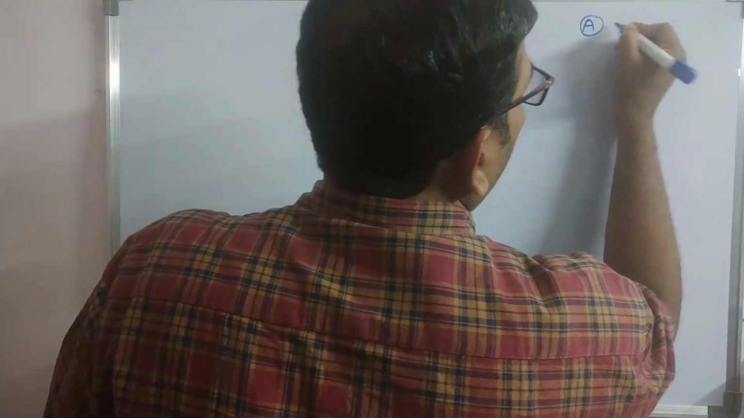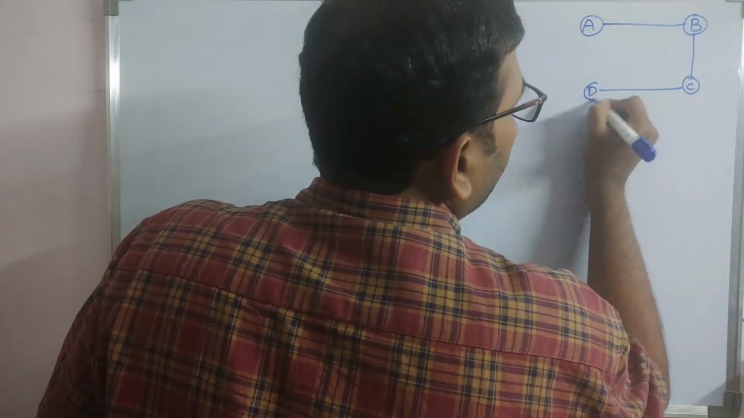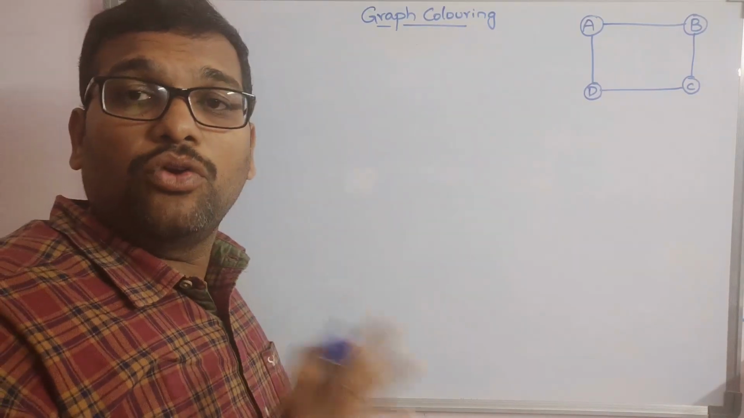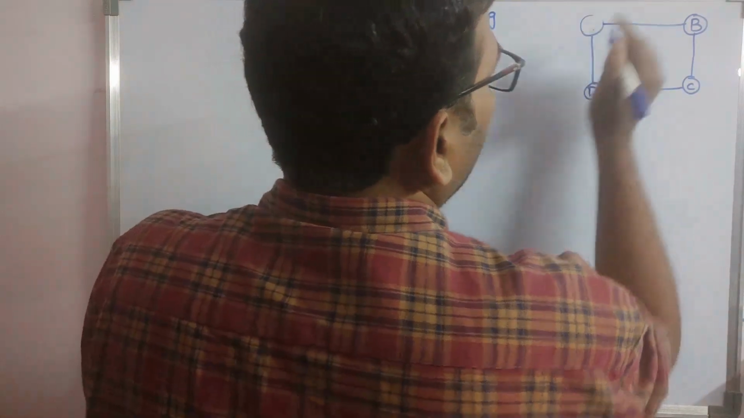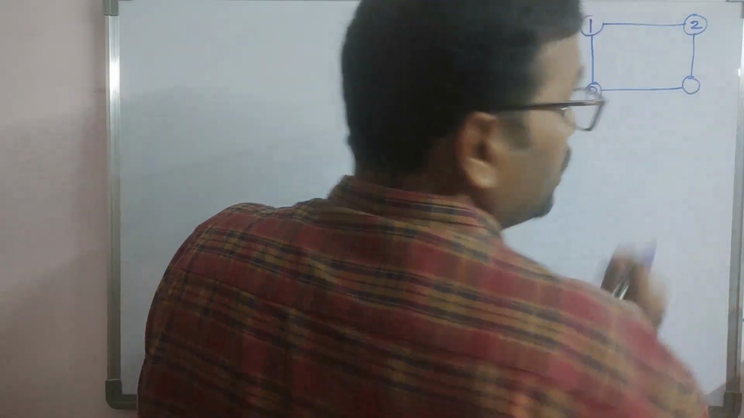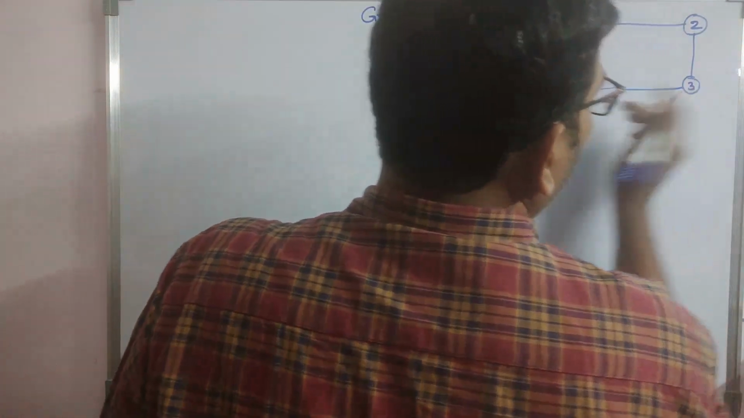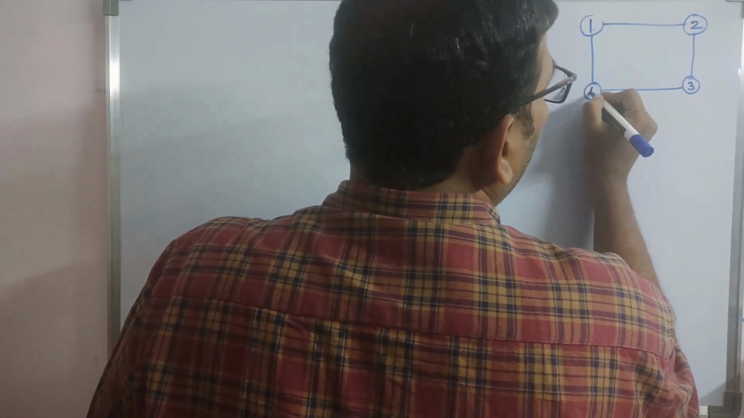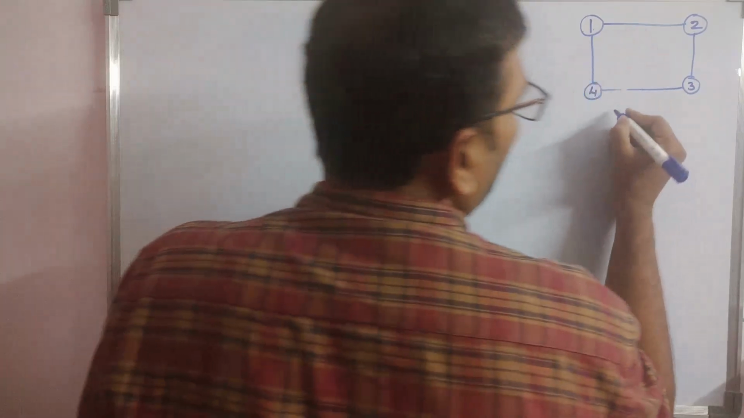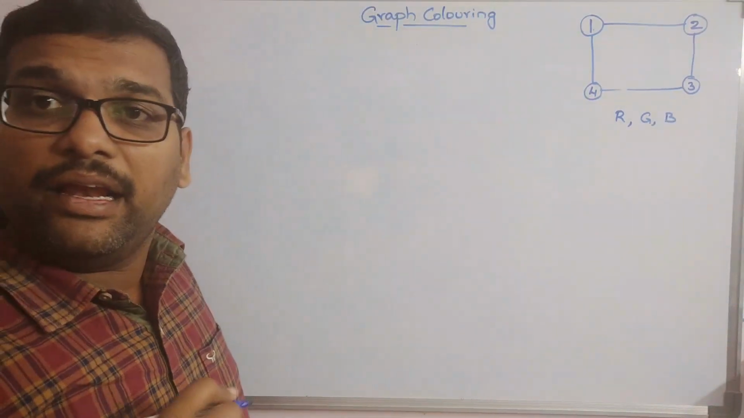Let us take the same example. I'll draw the example here. A, B, C, D. These are the four regions or four nodes. Let us represent them as 1, 2, 3, 4 in order to avoid confusion, because we are also representing the colors with RGB. So 1, 2, 3, 4 are four nodes or four regions, and we need to color with red, green and blue.